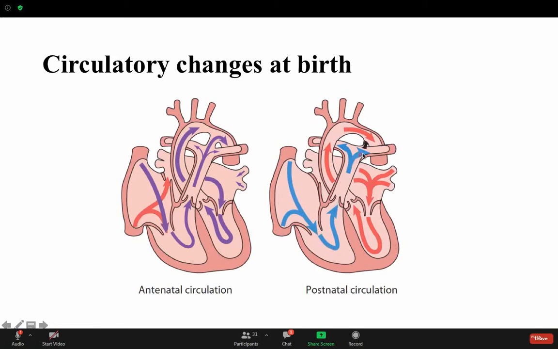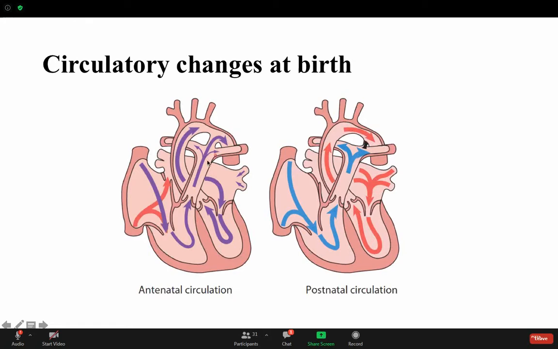Then most of the blood will go to the lungs because the resistance has dropped. And now the lungs are full of air, so the oxygenation returns fully oxygenated to the left side, the left ventricle, and then to the aorta. The oxygen here is high because here it is all red.